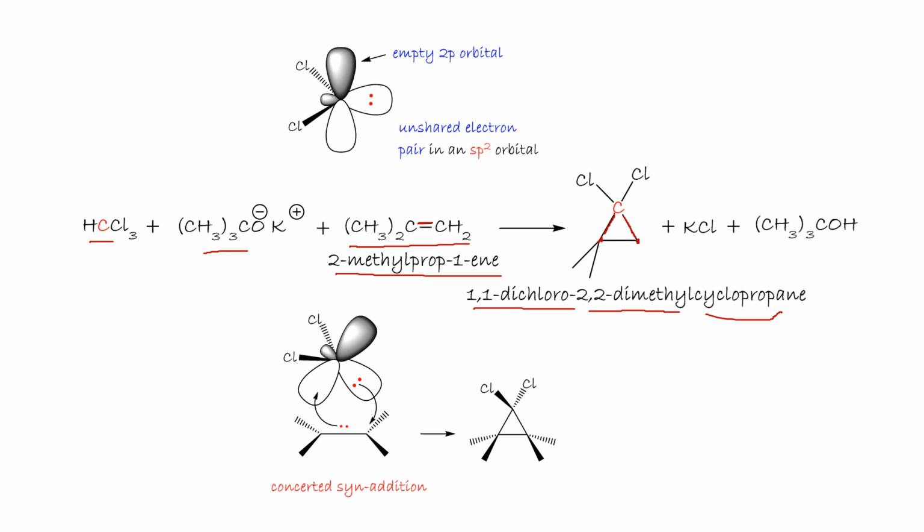So what happened here? The carbene has an empty p orbital and has a lone pair in the sp2 orbital. Here, the two electrons of the carbene form a new sigma bond, and the two electrons of the pi bond go to the empty p orbital forming another sigma bond. So it's cyclopropane.